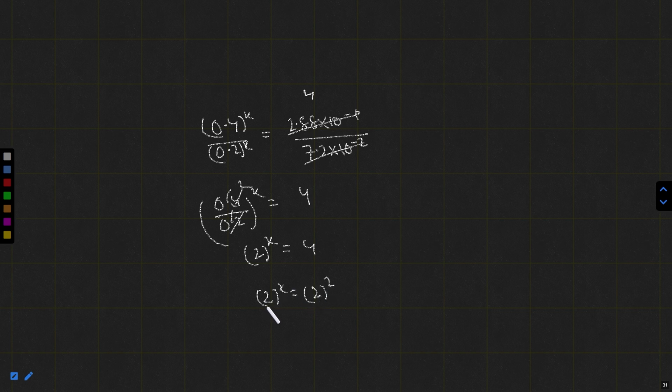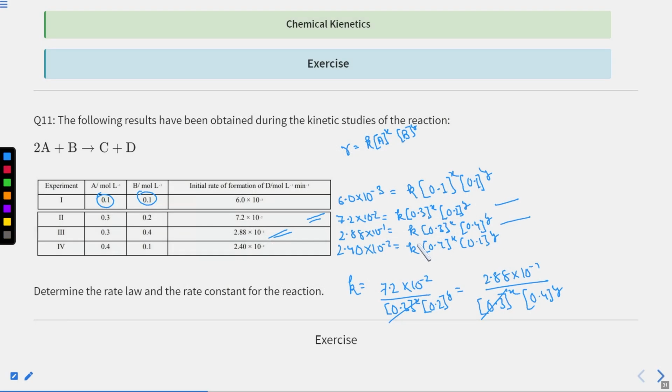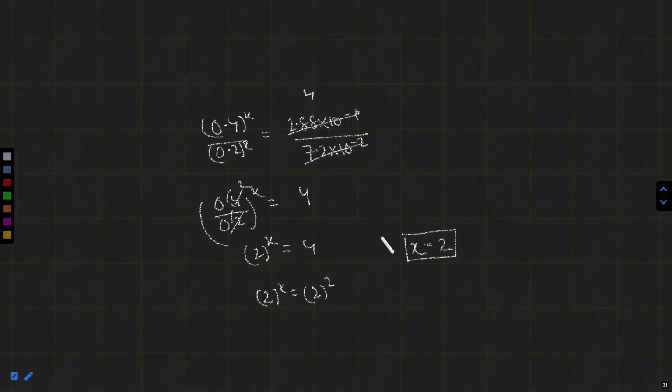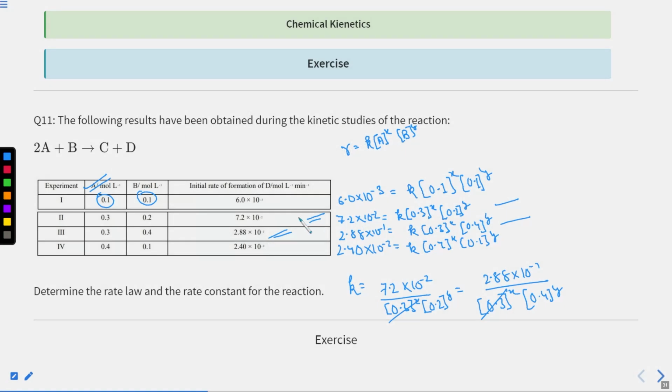Since both of the bases are equal, therefore exponents will also be equal. So y will be equal to 2. Hence we can say that with respect to B, the reaction is second order. Now what about with respect to A?